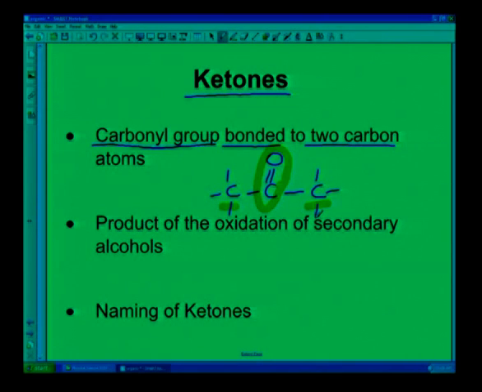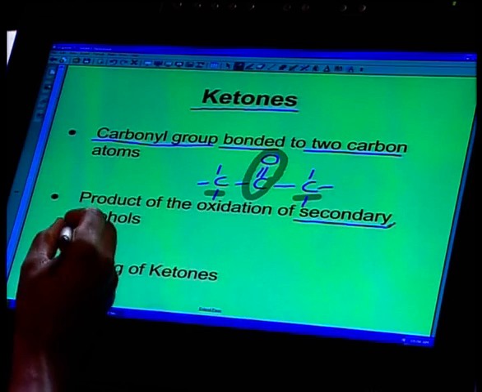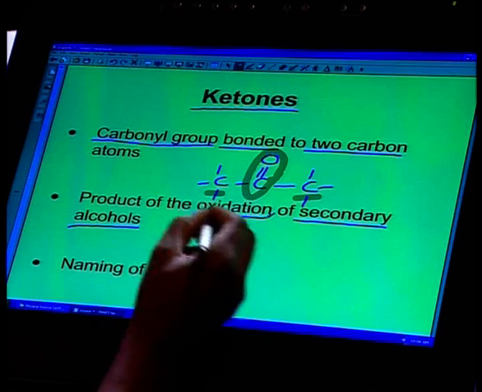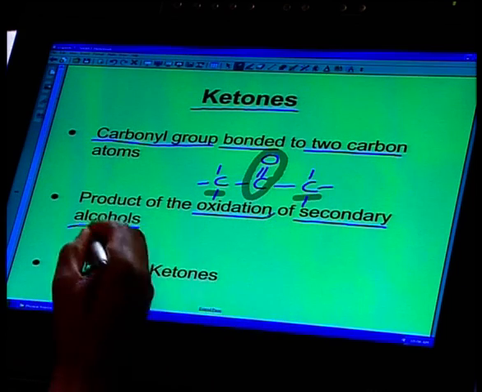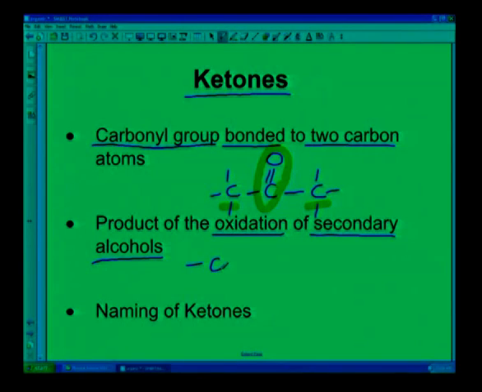And these ketones are formed when there is a reaction between secondary alcohols and oxygen. So it's the oxidation of secondary alcohols. Remember what secondary alcohols are? Secondary alcohols are where you have your OH bonded to a carbon atom which is again bonded to 2 other carbon atoms. Let me just show it to you here again. You've got a carbon there, a carbon there, a carbon there, and then here is where you have your OH.